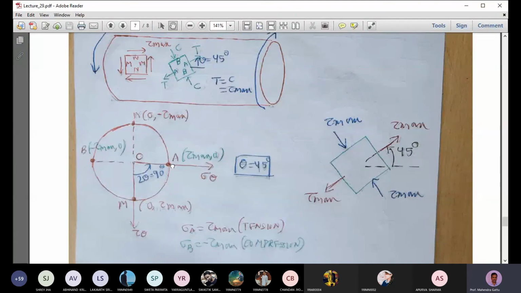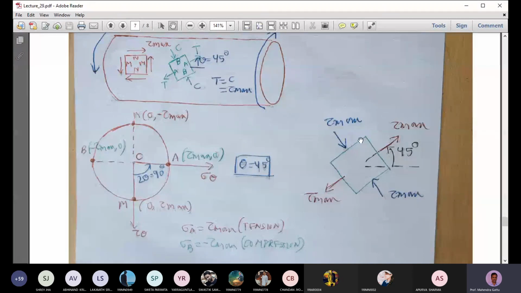Okay, so how to find the orientation of the principal stresses? So principal planes. So from M, we have to move by an angle of 90 degrees to reach A. So 2 theta is 90 degrees. So the plane will rotate by 45 degrees. So we have our plane which is initially like this, M, and we have to rotate it by 45 degrees. So we get a plane like this, and the normal is this one, and the angle it makes with the x-axis is 45 degrees.